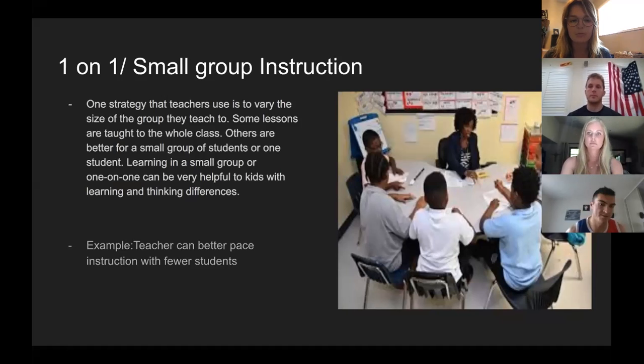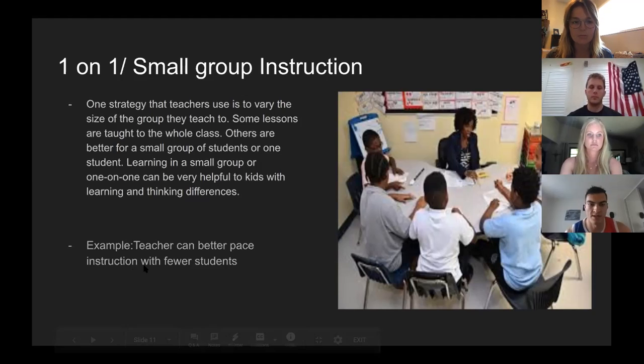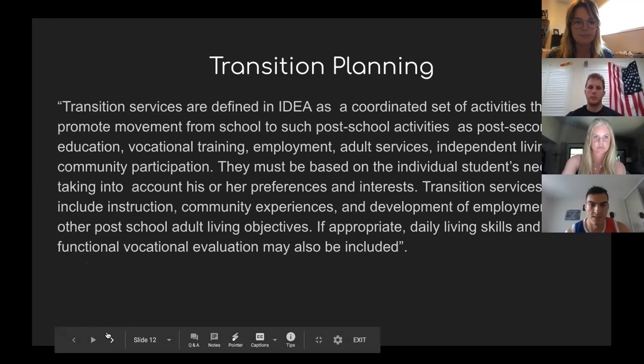Perhaps you have a student that's really struggling in the class academically, or perhaps just with that certain subject or whatever lesson topic you're trying to go over that day. And this way you can really focus on that child and really provide better and more individualized instruction. And that's it with that.